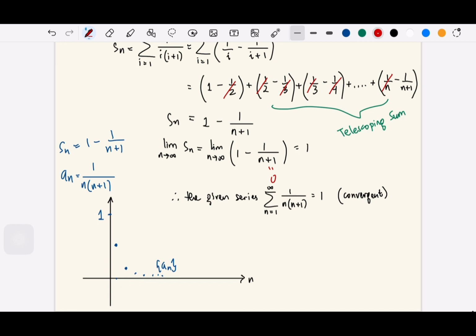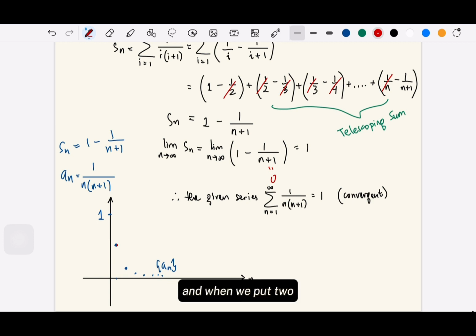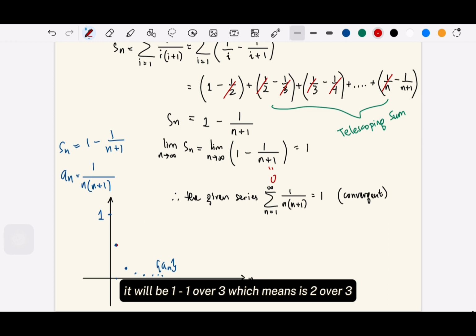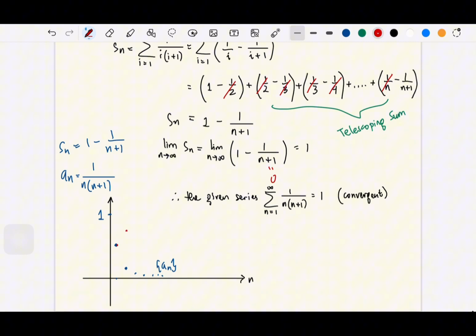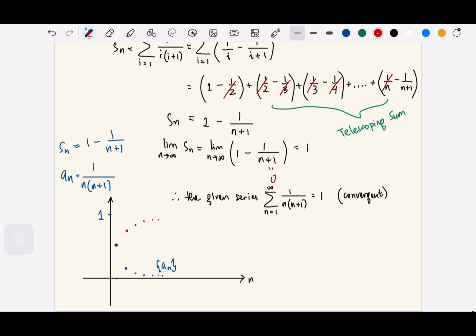And for the Sn, we start by taking 1, so 1 minus half is the same, right? The same here. And when we put 2, it will be 1 minus 1 over 3, which means it's 2 over 3. So 2 over 3 is getting closer to 1, right? So it's maybe around here. And then we put 3, it's 1 over 4, so 1 minus 1 over 4 is 3 over 4, getting closer and closer, and you will see that it is getting closer to 1. So this is the Sn.